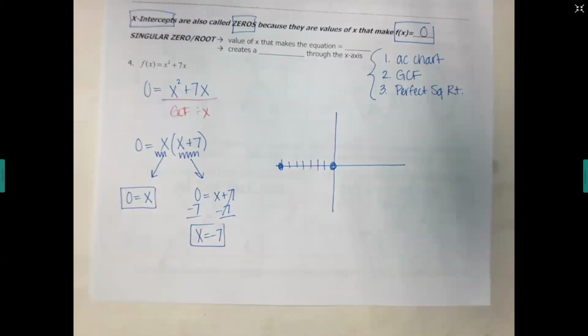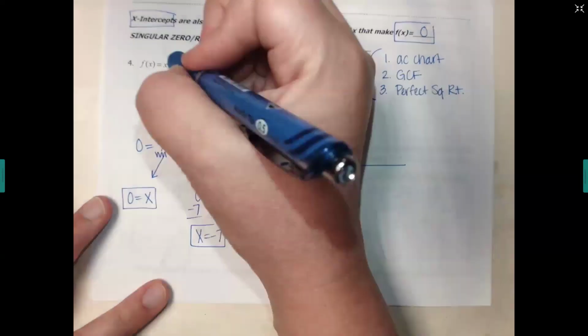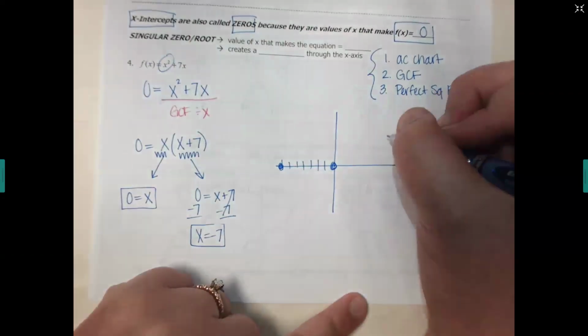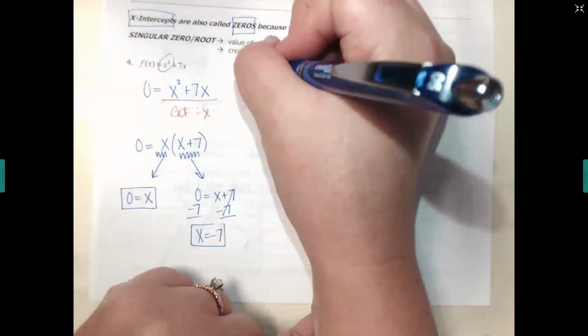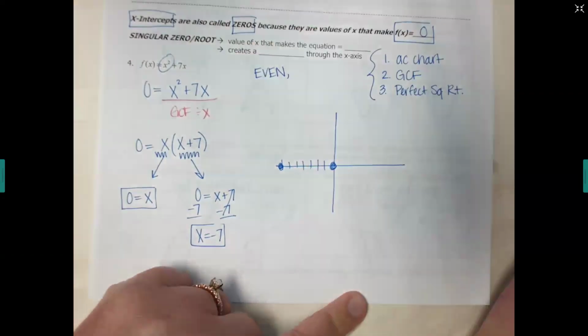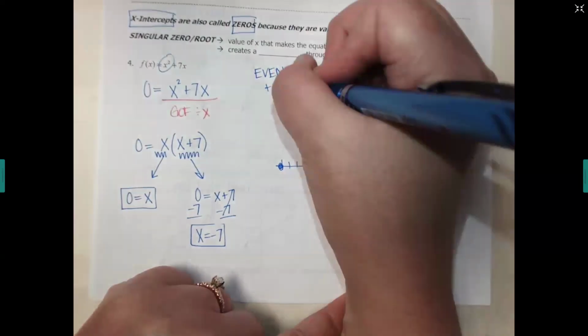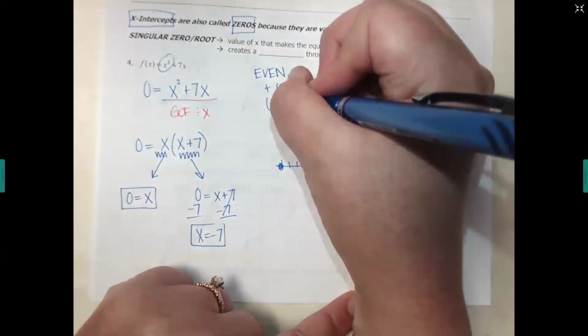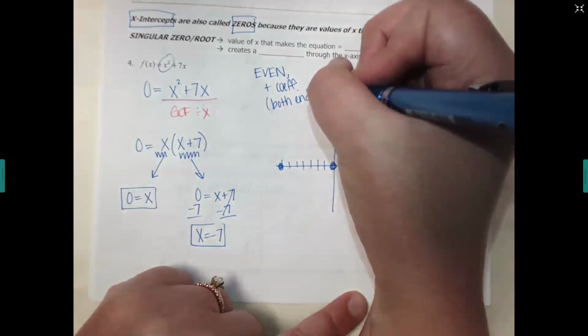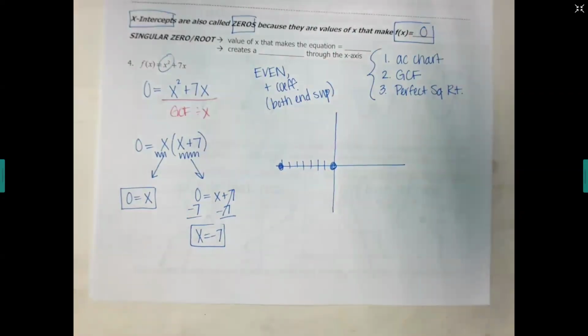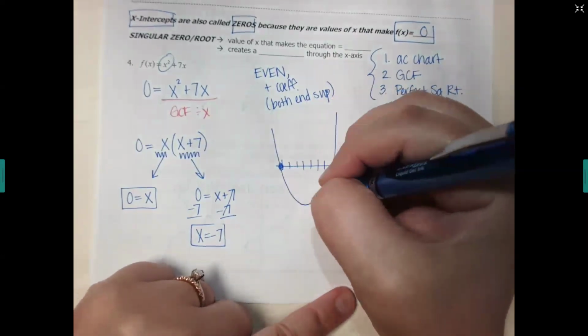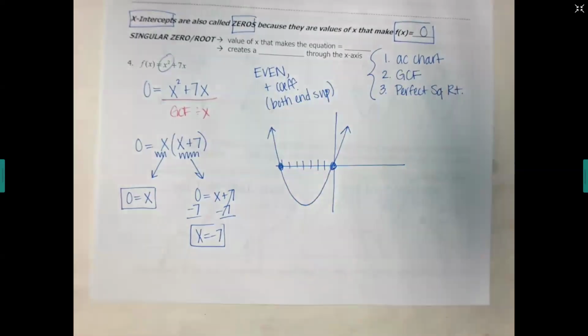Next question: what is the highest power on your x? Is it even or odd if it's an x squared? x squared is an even function. And is the coefficient on the x squared positive or negative? It's a positive coefficient, so that tells me both ends need to point up. Go ahead and draw your graph in. It should be a U where both ends are up.